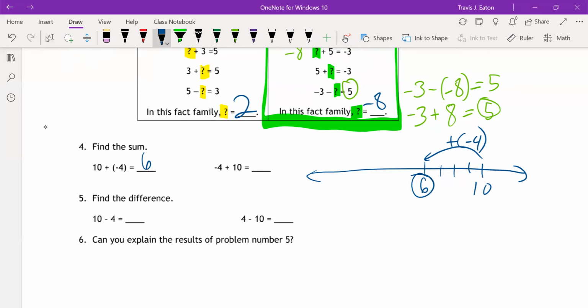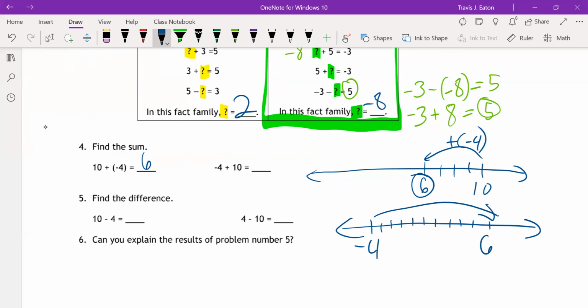And negative 4 plus 10. Well, if we're on a number line, and we're at negative 4, we're going to add 10. That means we're going to move to the right 10 places. 1, 2, 3, 4, 5, 6, 7, 8, 9, 10. Well, let's see. Negative 4, negative 3, negative 2, negative 1, 0. 1, 2, 3, 4, 5, 6. 6.